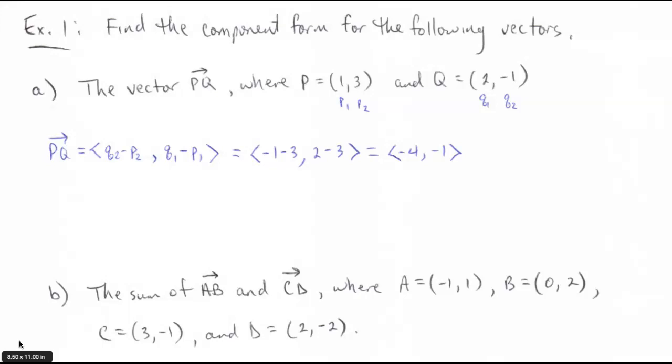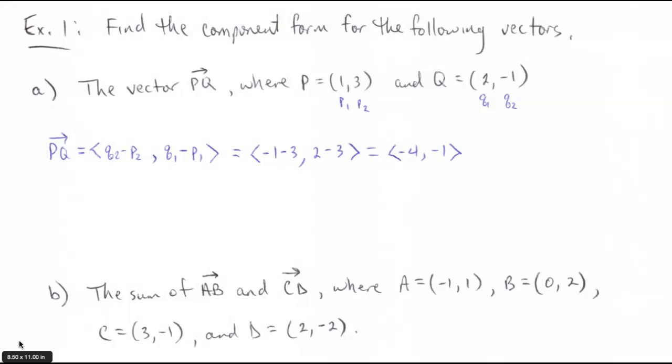So example number 1 is asking us to find the component form for the following vectors that will be described to us. Example A is already worked out, but you see that we have some vector PQ where the initial point of the vector is at the point (1, 3). The terminal point is at the point (2, -1).